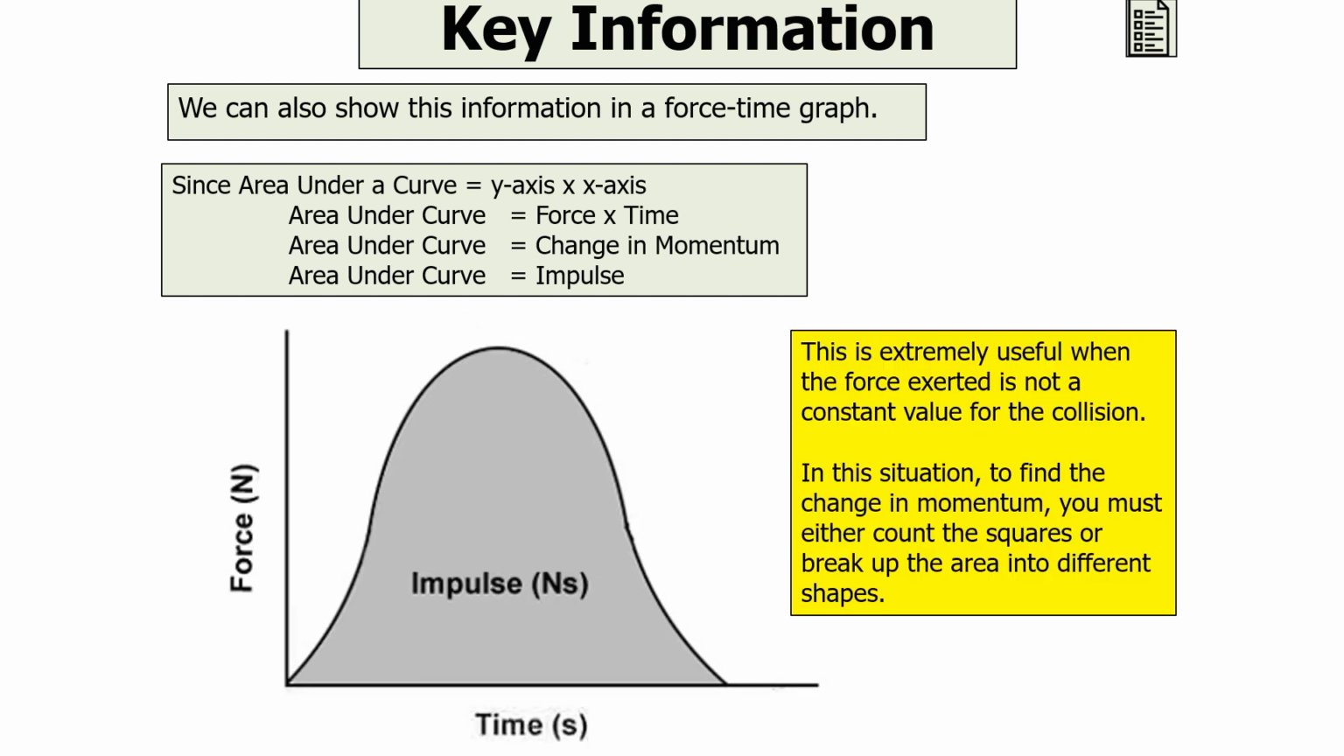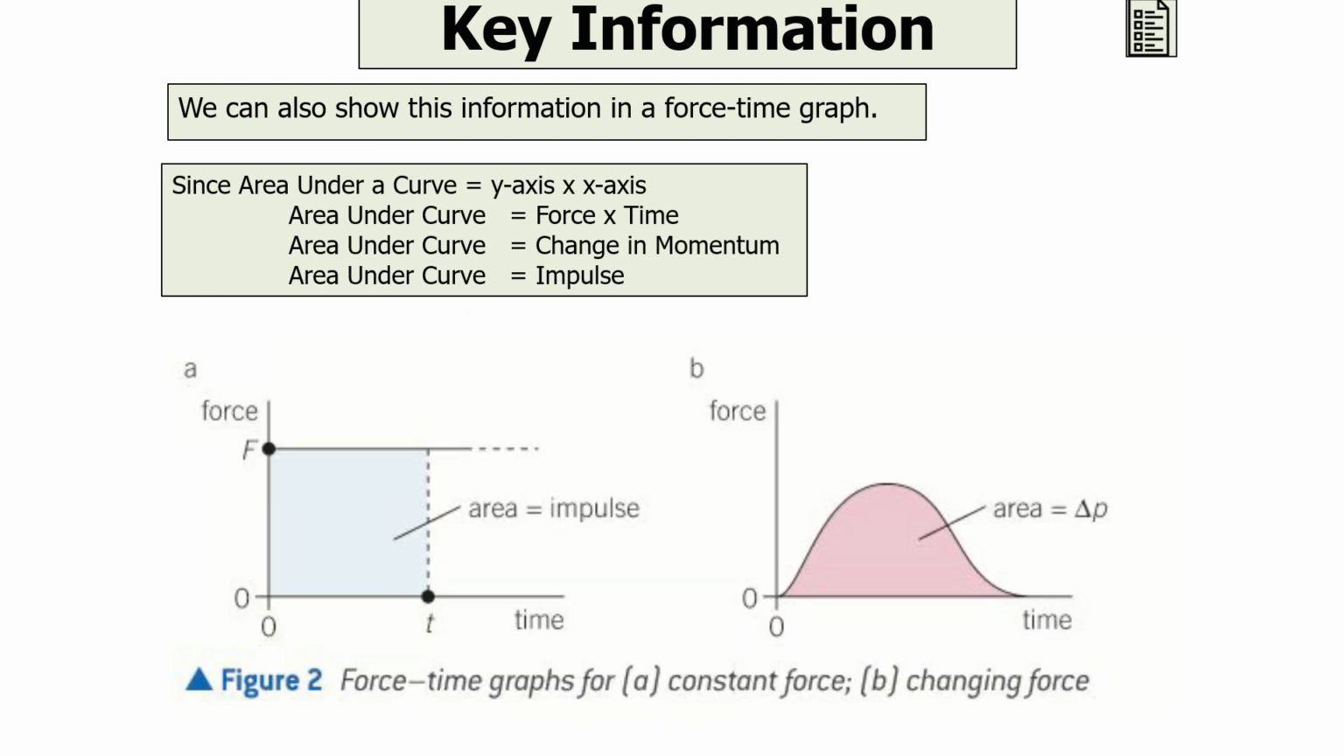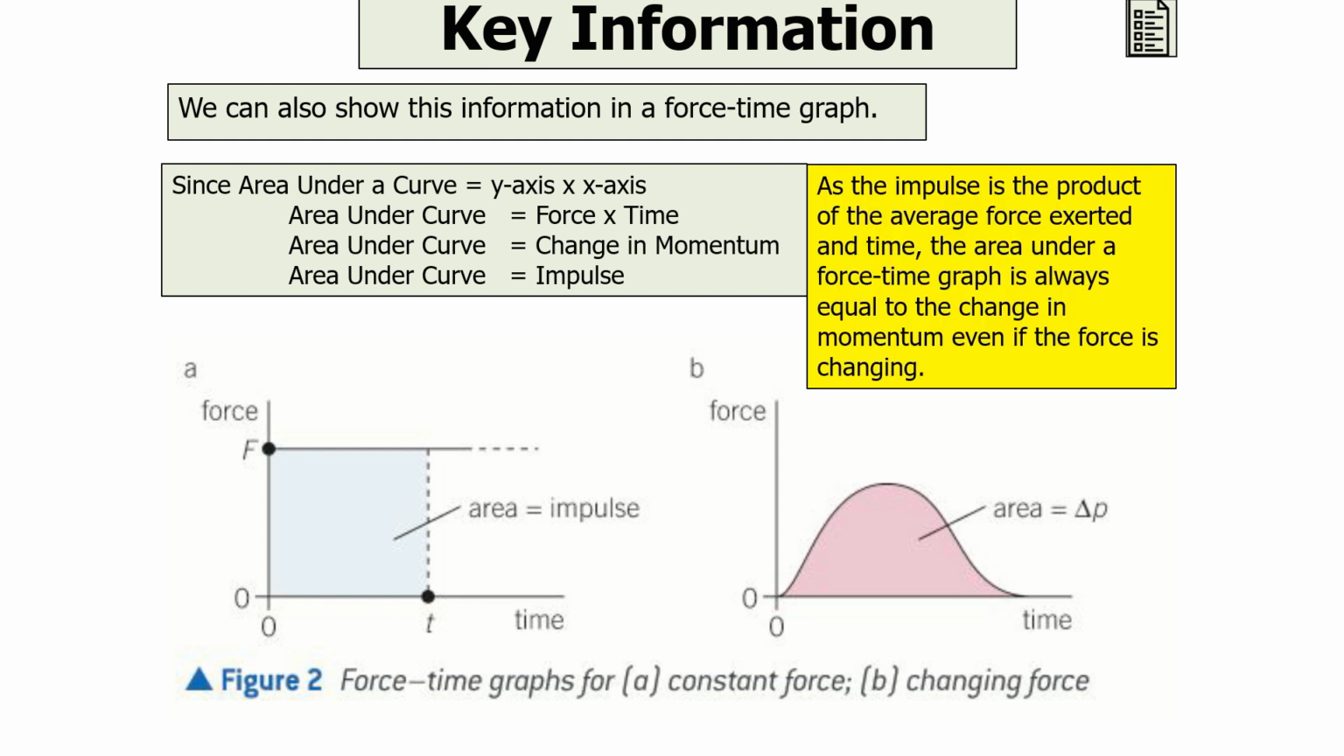Now this is extremely useful when the force exerted is not a constant value for the collision. In this situation, to find the change in momentum or impulse, you must either count the squares or break up the area into different shapes. So you can see here the force-time graph for a constant force and also for a changing force. Please do remember that as the impulse is the product of the average force exerted and the time, the area under a force-time graph is always equal to the change in momentum, even if the force is changing.